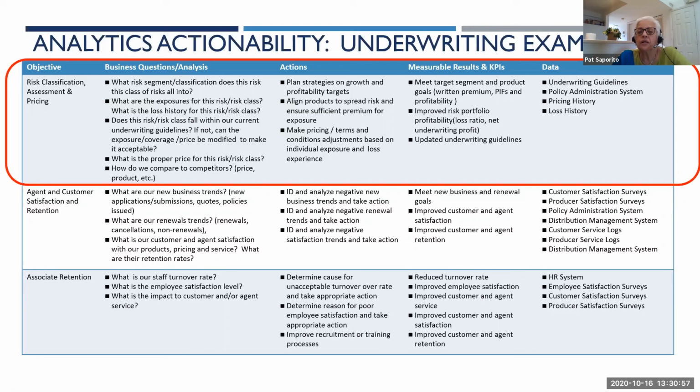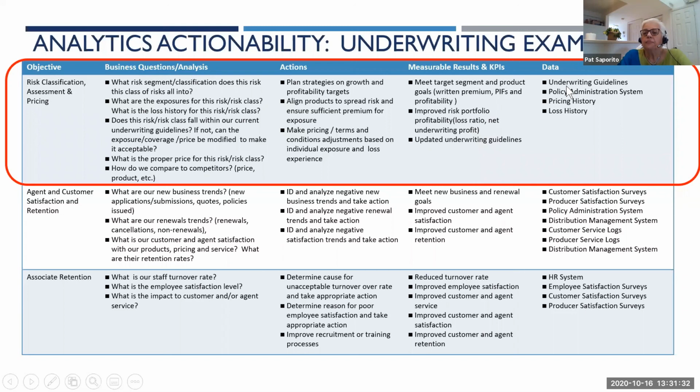What can we do now? Then we would measure our results. What are we going to look at? If we're looking at our target segment and product goals, we're looking at written premiums, policies in force, and maybe profitability. If we're improving risk portfolio profitability, we might look at our loss ratio and the net underwriting profit. And lastly, and this isn't a KPI, but it's definitely a result, we would have updated underwriting guidelines. We might modify our underwriting guidelines to better handle some of the things that we're trying to do.